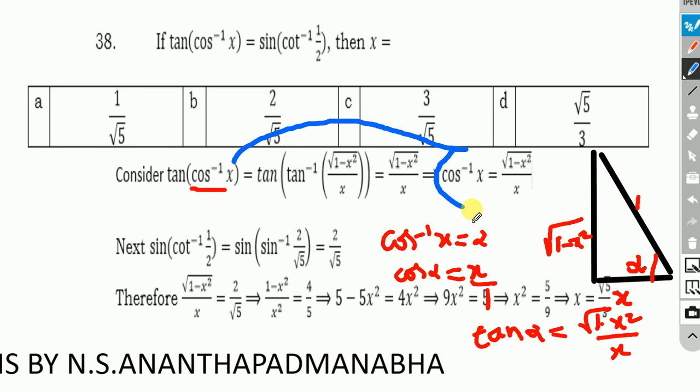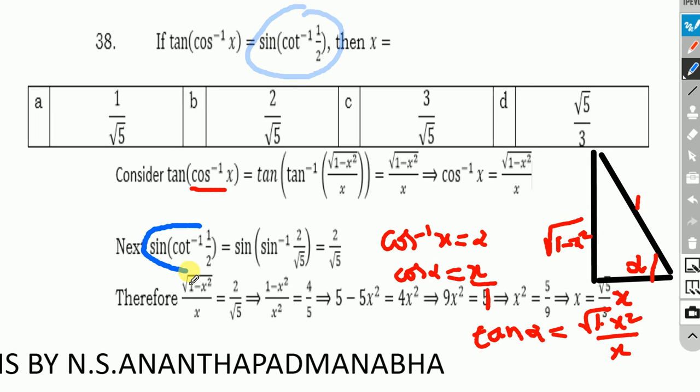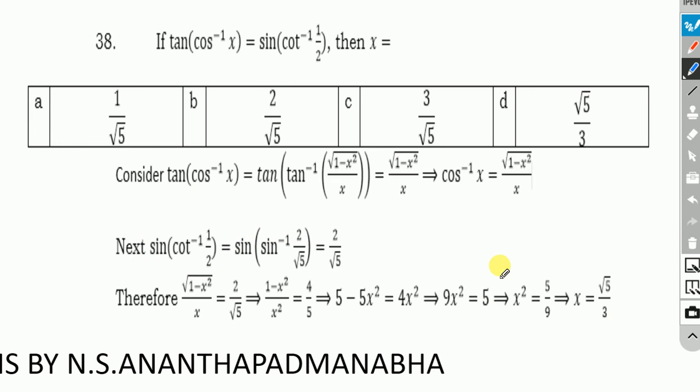Next, sin of cot inverse of 1 by 2. Sin of cot inverse of 1 by 2 is equal to sin of sin inverse of 2 by root 5. So similarly, like the previous case, tan of cos inverse x is equal to tan of tan inverse of root of 1 minus x square by x, which implies cos inverse x is equal to root of 1 minus x square by x. We can solve this also.